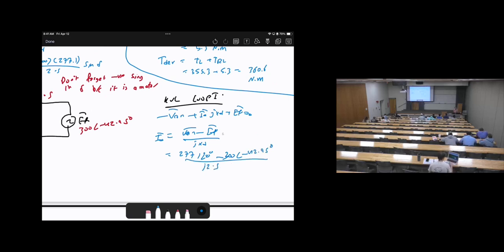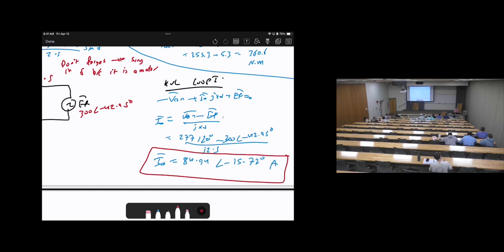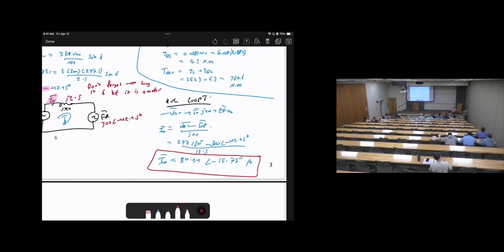Then I think IA will be 84.94 angle negative 15.72 degrees amperes. That's IA. Okay, does this make sense? Now the next thing is to calculate the efficiency. How can I calculate the efficiency?